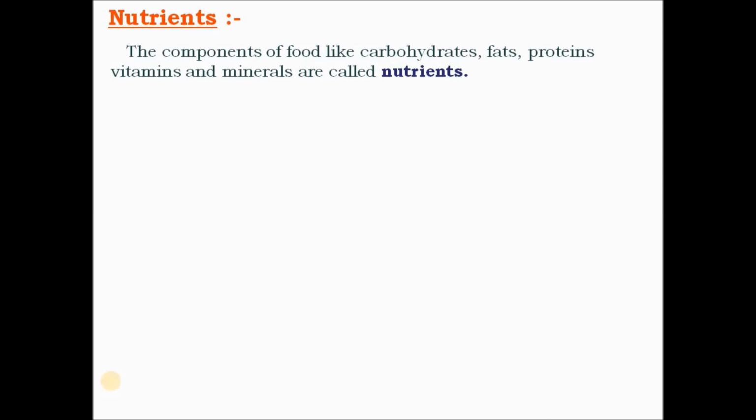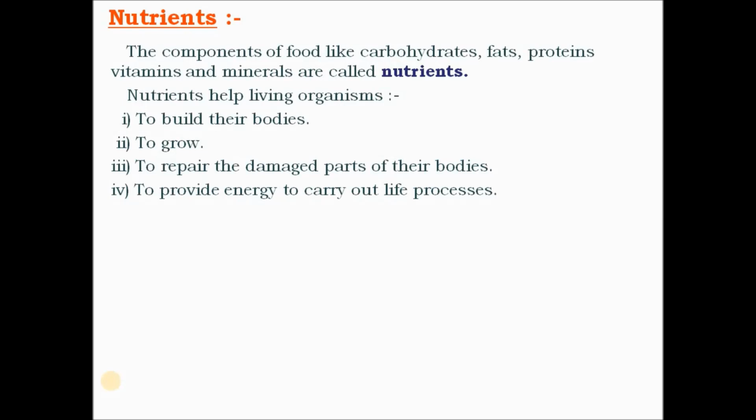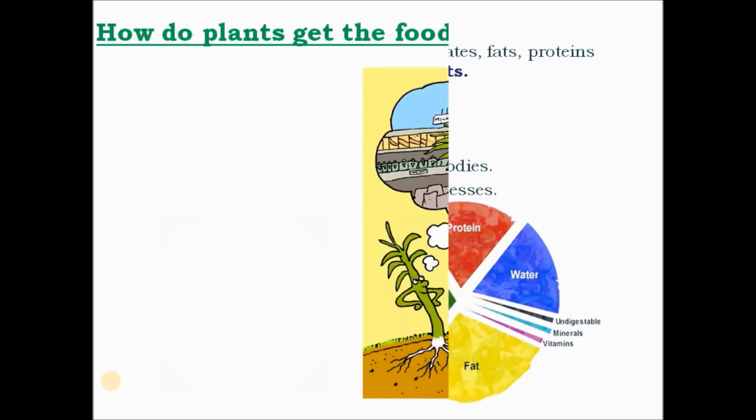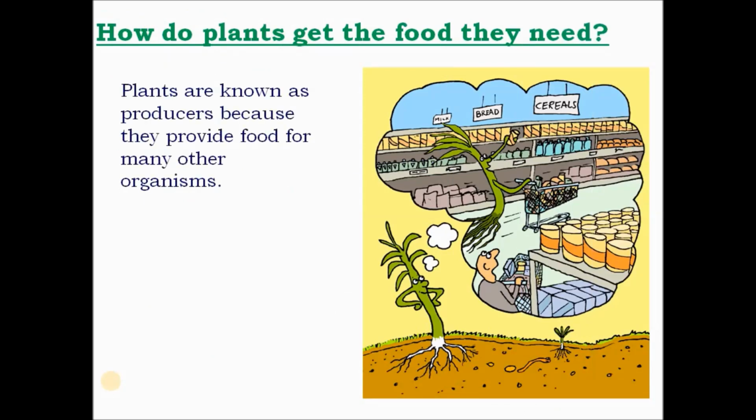These nutrients are essential as they help the organism to build a body, to grow, and to repair the damaged parts of their bodies. They also provide energy to carry out different life processes. So we know these nutrients are very essential for living organisms and their survival. How do plants get the food they need?